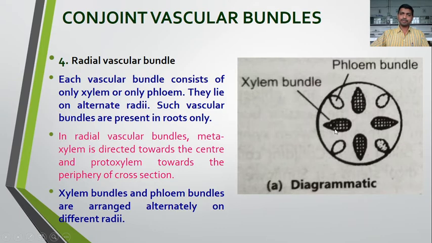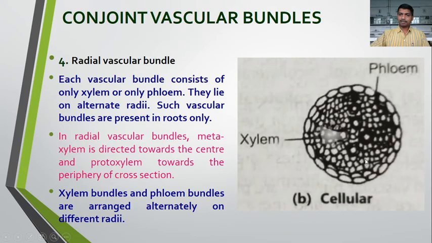In addition to this, if you see the arrangement of the xylem, metaxylem and protoxylem, meta large, proto small. Metaxylem is directed towards the center and protoxylem towards the periphery. It is the exarch condition. Xylem bundles and phloem bundles are arranged alternately on different radii. So diagrammatically we can see here, this is the xylem bundle, this is the phloem bundle, and these xylem and phloem bundles are arranged alternately. After phloem, xylem, then again phloem, again xylem. So they are arranged alternately on different radii.